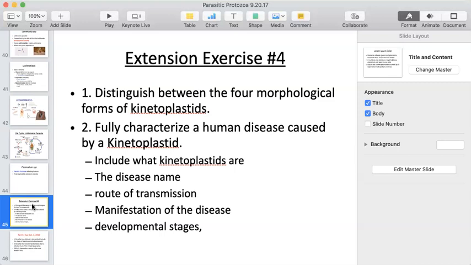American trypanosomiasis, sleeping sickness, Chagas disease, leishmaniasis. Those are all examples of human diseases that are caused by a kinetoplastid. In your response here, I want you to include what kinetoplastids are, the disease name, the route of transmission, and the manifestation of the disease. What does it look like? What are the developmental stages for this organism? We'll stop there.